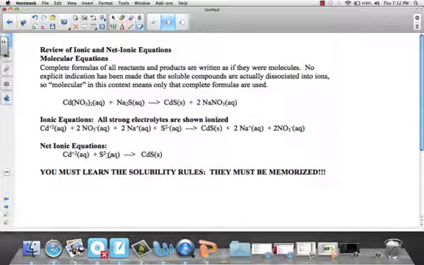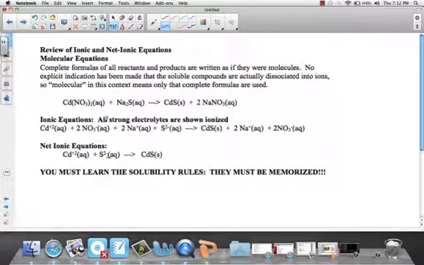All right, let's talk about a review of ionic, net ionic, and molecular equations. You did this over the summer, but it does fall under part of Chapter 4. In a molecular equation, complete formulas of all reactants and products are written as if they were molecules. No explicit indication has been made that the soluble compounds are actually dissociated into ions. So molecular, in this context, means only that a complete formula is used.